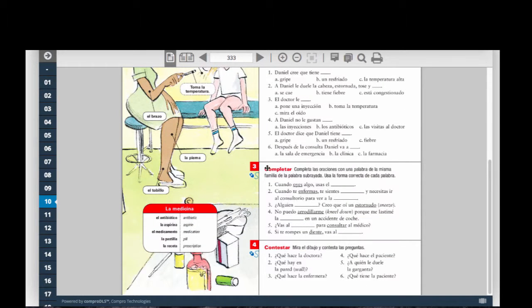As for example, I like this completar. It says, completa las oraciones con una palabra de la misma familia. So the same family. It should sound very similar to the word they underline. So, cuando oyes algo, usas el oído, de oír. Cuando te enfermas, te sientes enfermo. Y vas al consultorio para ver a la enfermera. Does it make sense? So this is a good model to start practicing for that.